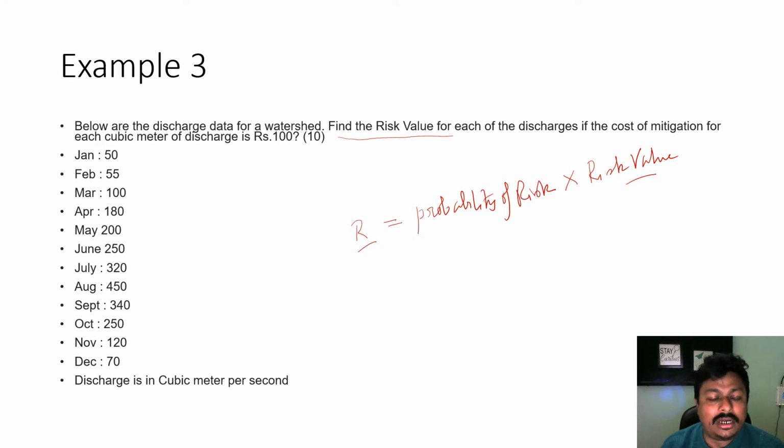So this is 100 rupees. If I can find the probability of this discharge, then the final risk value of the discharge of January will be the probability of the discharge multiplied by, as this is 50 cubic meter, 50 into 100. So whatever the probability is, multiplied by 50 into 100, will be your final risk value. Now how to calculate the probability?